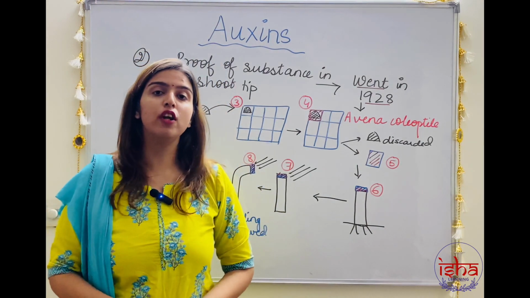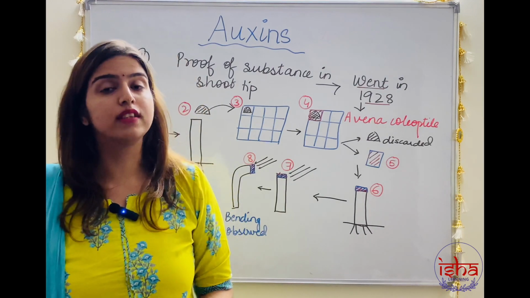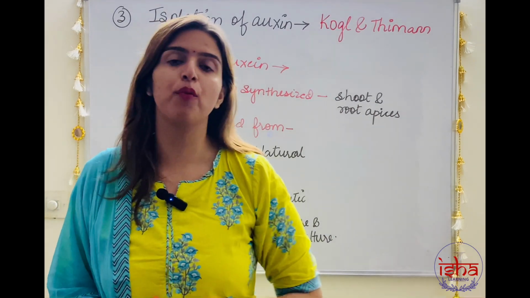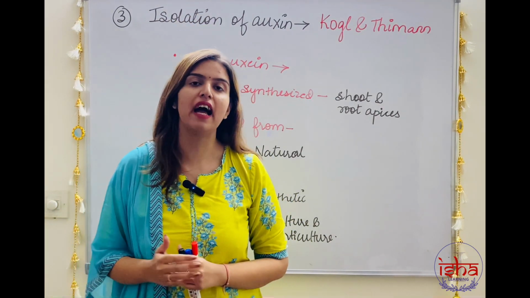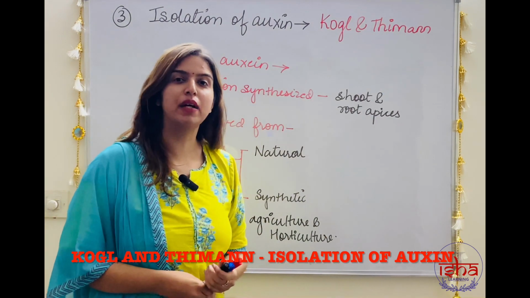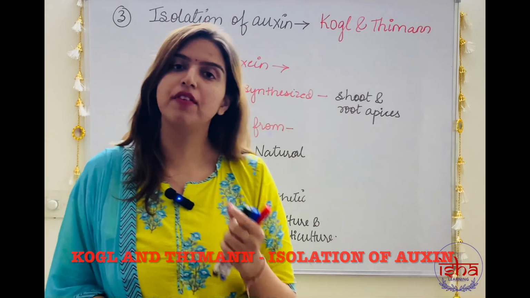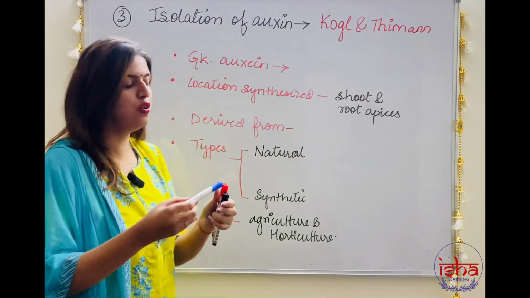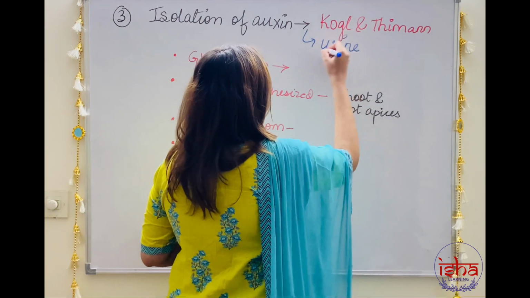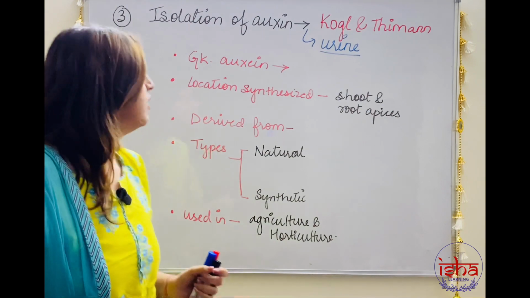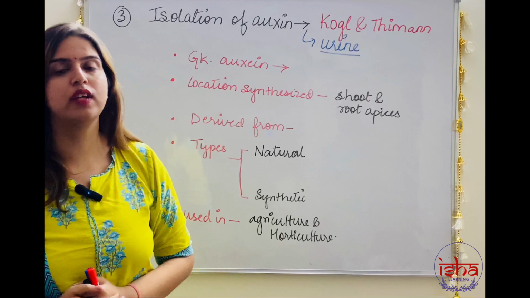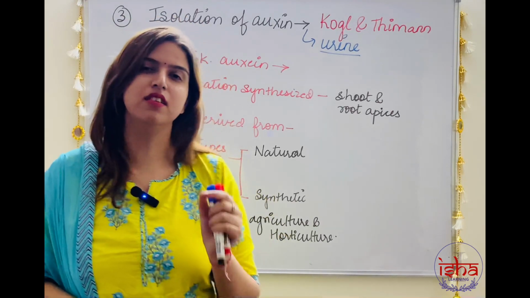Now let's quickly move on and see the final experiment where auxin was actually isolated. Now we come to the third and final step where auxin was finally isolated and characterized. It was done by scientists Kogl and Thiemann. Kogl observed and in fact isolated auxin from the urine of a Dutch patient. The auxin they finally derived as the natural form was indole 3 acetic acid that we are going to discuss in a small bit.